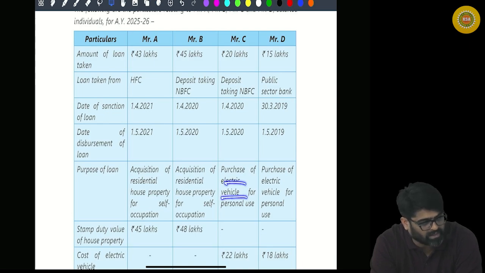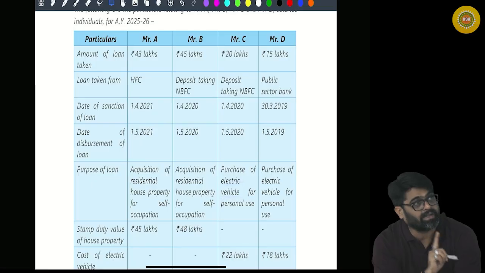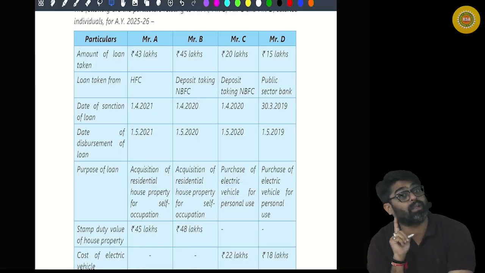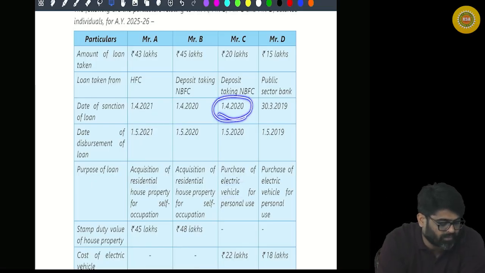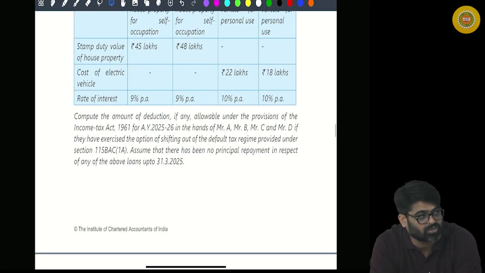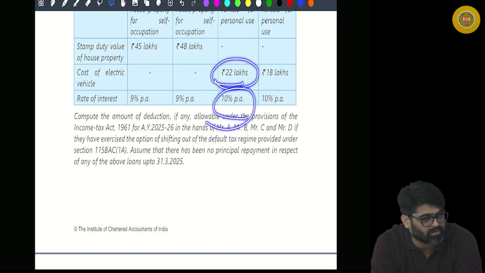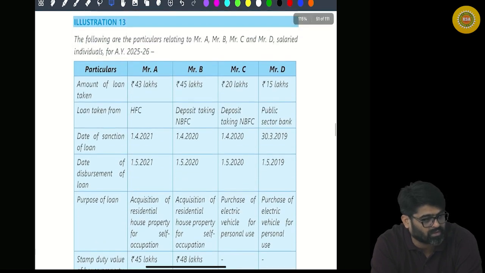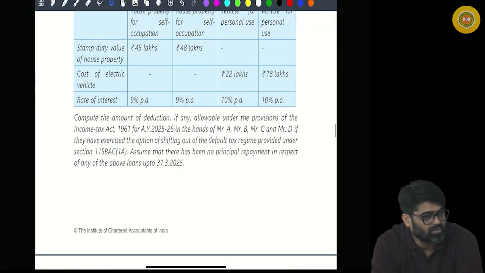Electric vehicle. When should the loan be taken? In 2019-20, 2020-21, 2021-22 and 2022-23, taken during 2019-21. Yes or no? And the loan can be taken from any bank or any specified NBFC. Possible? Now on that loan, whatever interest is there, how much? 2 lakhs. How much? Will you calculate 22 lakh into 10%? No. You have to calculate 20 lakh into 10%.